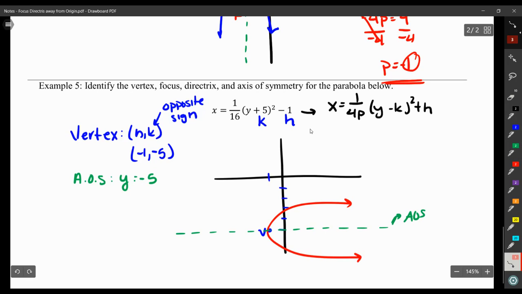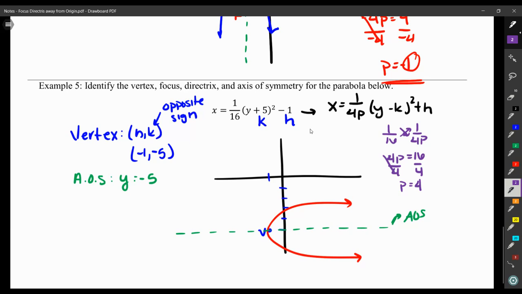Now, since it opens to the right, your axis of symmetry is now a horizontal line through the vertex. And so it is no longer x equals. Horizontal lines are always y equals, and then it goes through the vertex, so it has a y equals negative 5. Now let's determine the focus and the directrix. So I need to know the value of p. So if I do the mathematical way one more time, so if I take 1 over 16 equal to 1 over 4p, and I use cross multiplication to solve, you get 4p equals 16, divide out the 4, and you end up with a value of 4 for p.